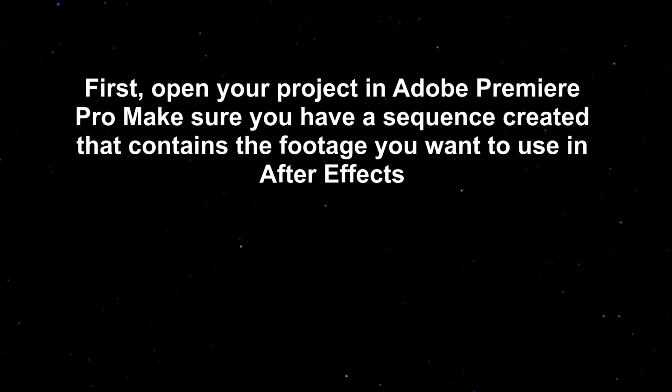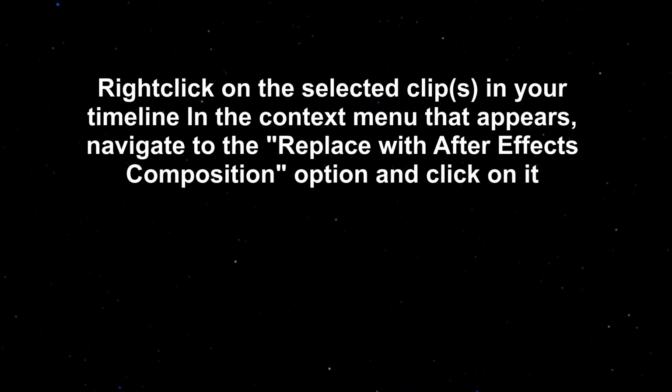Make sure you have a sequence created that contains the footage you want to use in After Effects. Select the clip or clips in your Premiere Pro timeline that you want to work with in After Effects. Right-click on the selected clips in your timeline. In the context menu that appears, navigate to the Replace with After Effects Composition option and click on it.